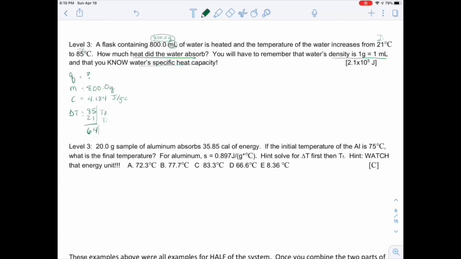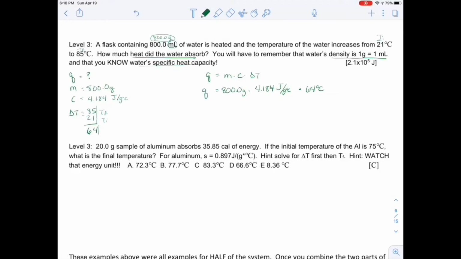And we're going to use our MCAT equation. You notice how it spells out the word MCAT. That's why a lot of people like using the C with it. So we've got 800.0 grams times 4.184 times, don't forget all the units, 64 degrees Celsius.